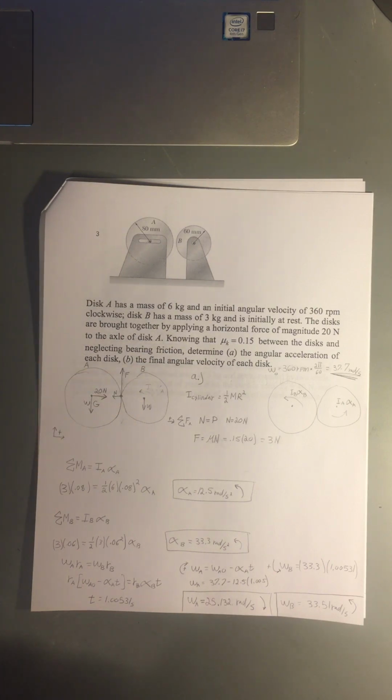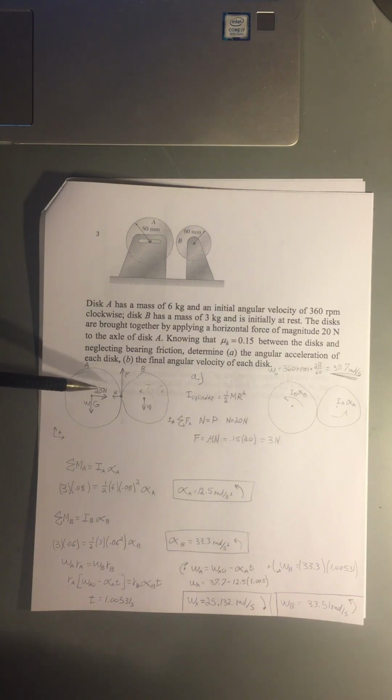And so I started by creating a moment about point A here, the center of disk A, and filling in the values that we knew there. At A, the only force that would create a moment is this friction force here. And so I realized that we didn't know that yet and we needed to figure that out.